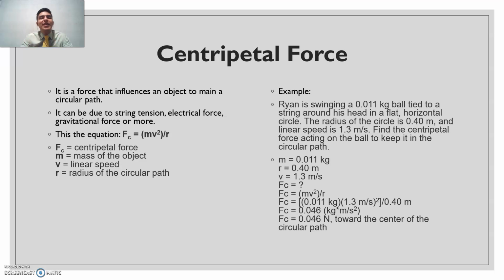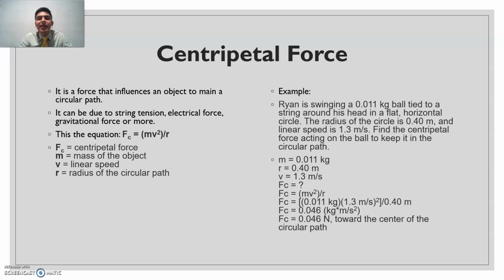And we have an example right here. Ryan is swinging a 0.011 kilogram ball tied to a string around his head in a flat horizontal circle. The radius of the circle is 0.4 meters, and linear speed is 1.3 meters per second. Find the centripetal force acting on the ball to keep it in the circular path.